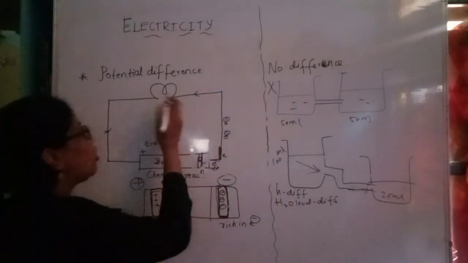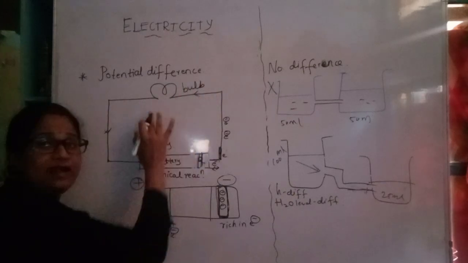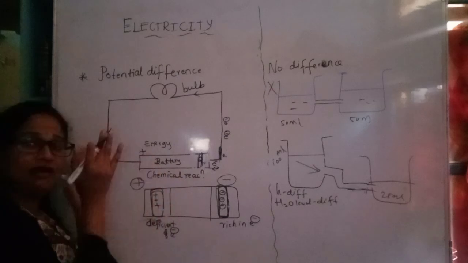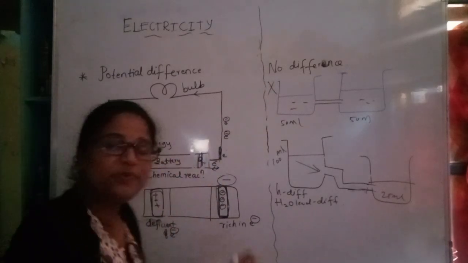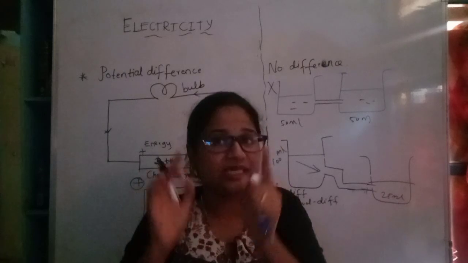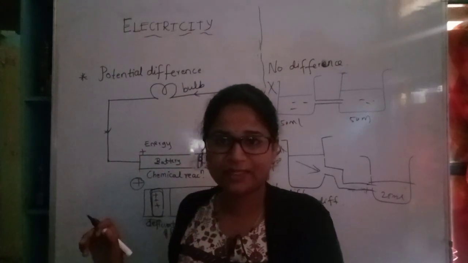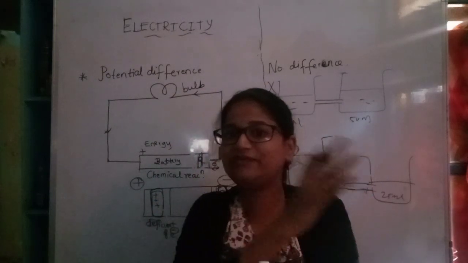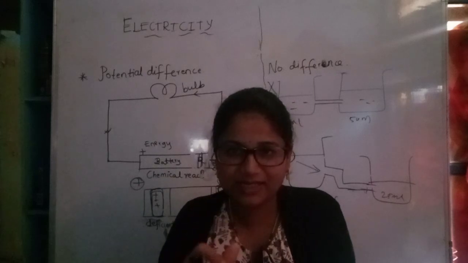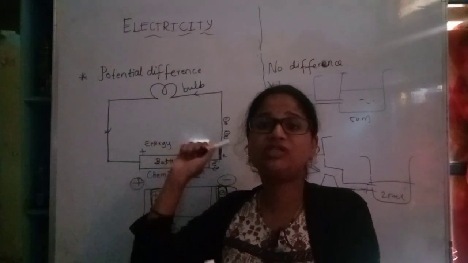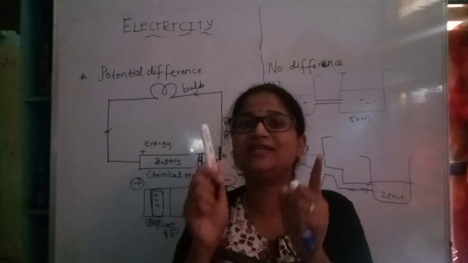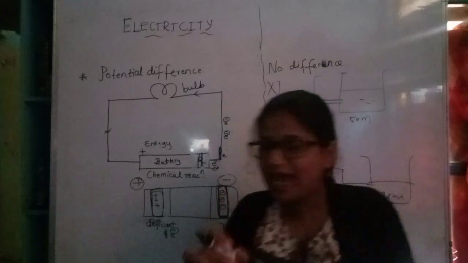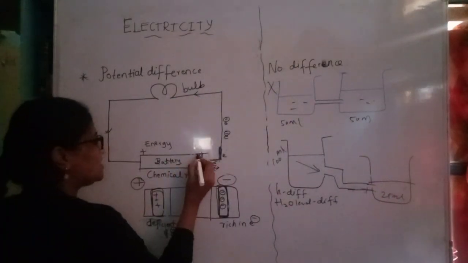Now here, if I want this bulb to glow continuously, what should happen? There should be a continuous movement. If there should be a continuous movement of electrons, here also we want some difference. Because in these cases you saw the movement occurs when there is a certain difference between two bodies. And here, if we want the movement of electrons continuously, we want a certain difference. So what is that difference? Where will we get the difference? That difference is in the battery itself.